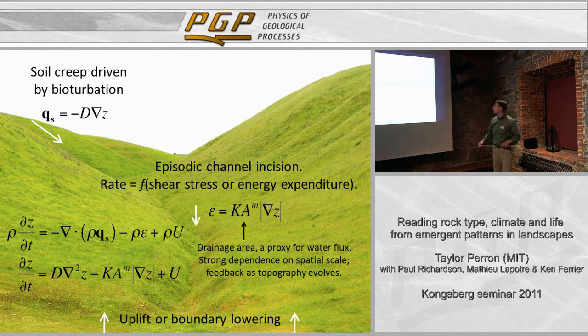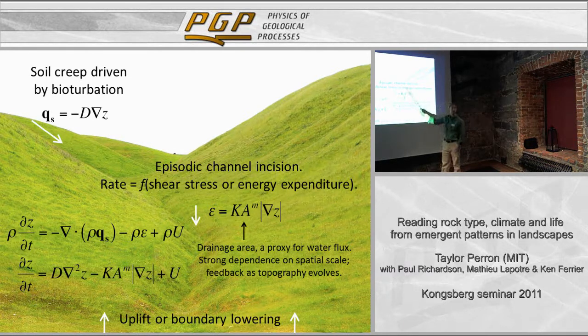All right, so how do we put these together into some kind of a model that generates tributary networks that we can then analyze? This is about the simplest landscape evolution model you can put together that will give you the kind of topographic forms that I've showed you in the slides. So we have soil creep driven by bioturbation, flux linearly proportional to the topographic gradient. That's what generates a diffusive term. Channel incision with a rate that goes as shear stress or energy expenditure.